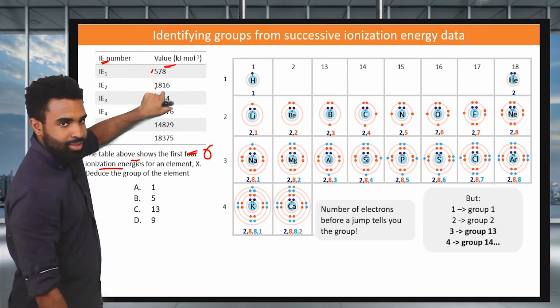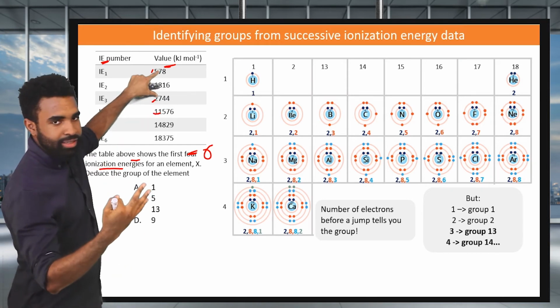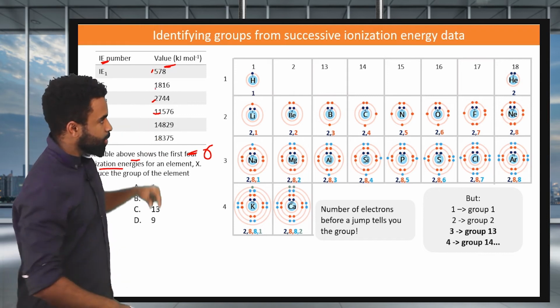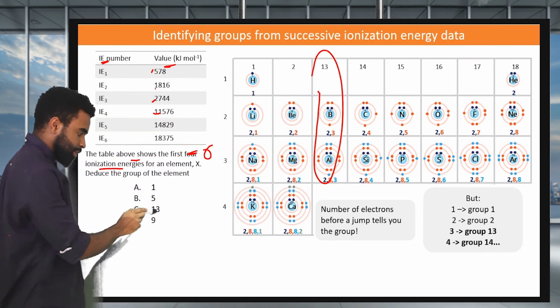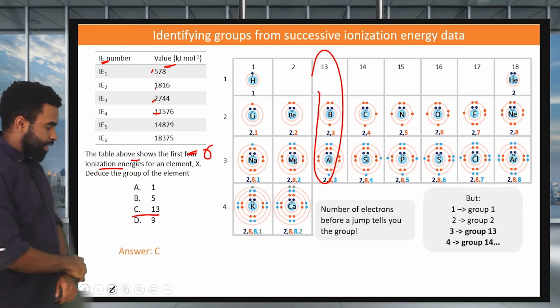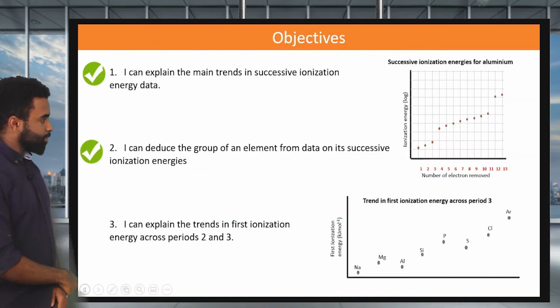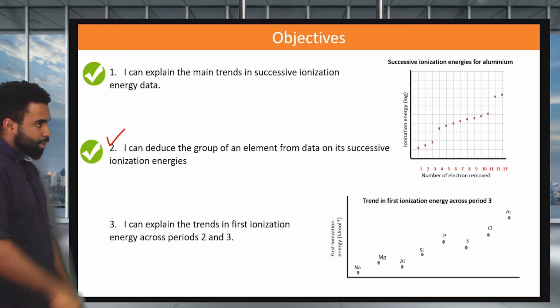So there we have a big jump, which means we have 3 valence shell electrons before it gets hard, which means we must be indeed in group 13. Okay, and 13 is indeed there. So our answer is C. Beautiful, beautiful. We're done with number 2. Wow, we're going so fast.